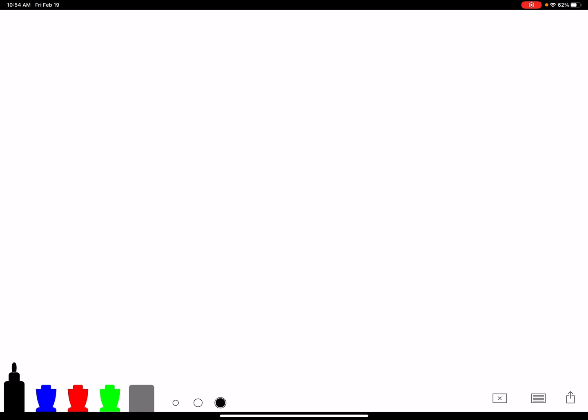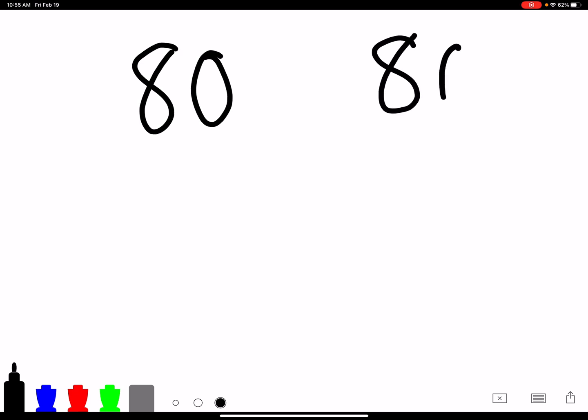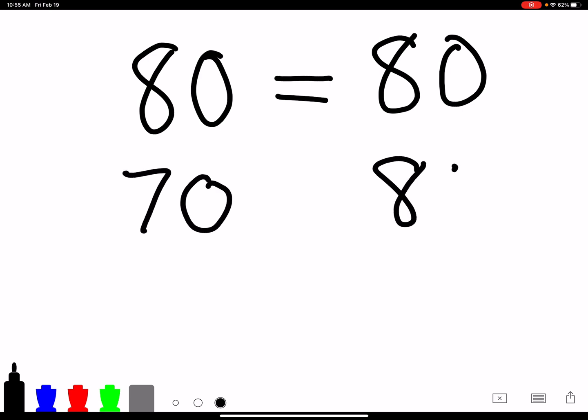And since we're talking about tens, let's do a quick review of greater than, less than, or equal to. So if we have the number 80 and 80, which number's greater, which number's less than? Well, if we look on the number line and we count by tens, 80 is going to be the same number as 80, so we'll use our equal sign. But what if we have 70 and 80 now?